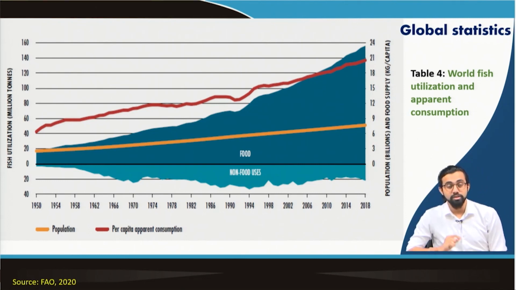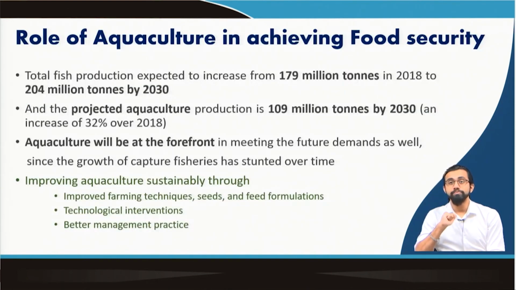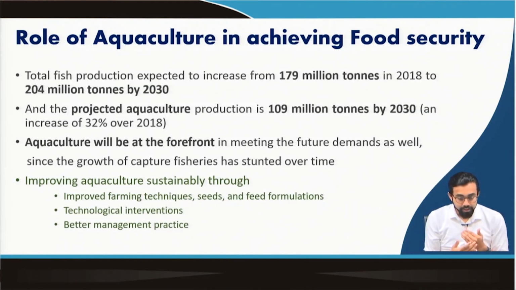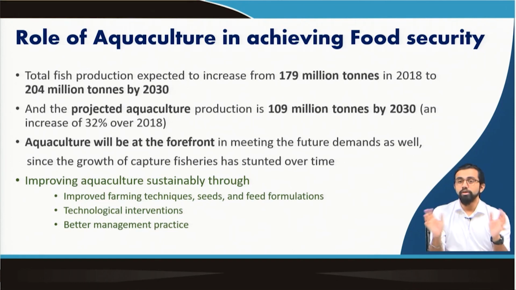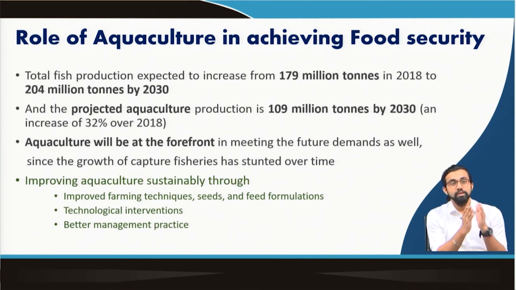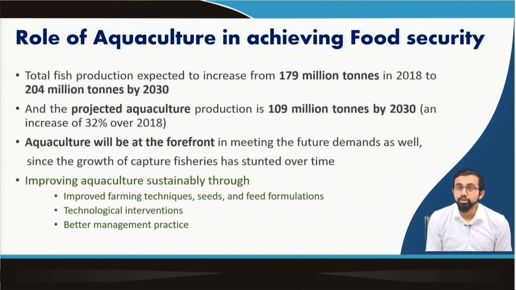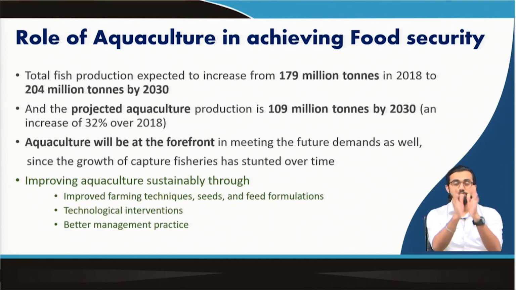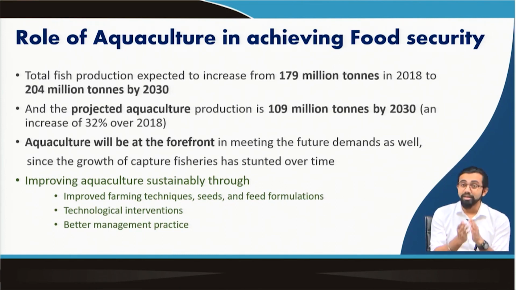This value is increasing like anything. So if you ask me what the role of aquaculture is in terms of food security of the world, in the overall world scenario: in general, total fish production is expected to increase from 179 million tons in 2018 to 204 million tons by 2030. With the number you may think it's nothing, around 24-25 million tons, but it is a lot if you see the number of zeros that are there. So it is a lot.